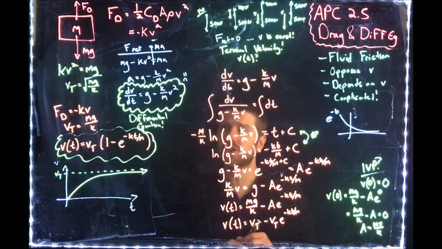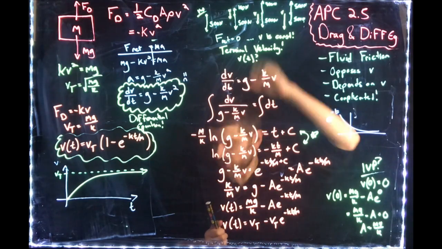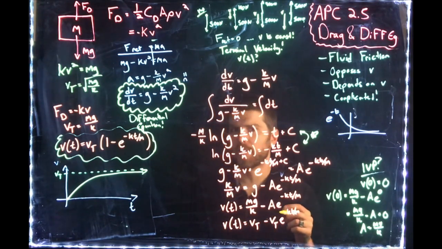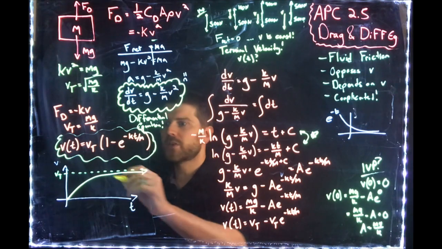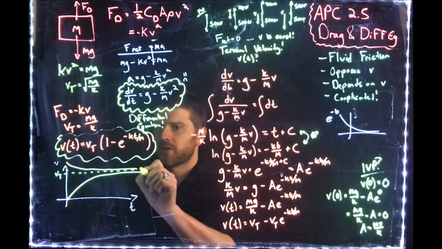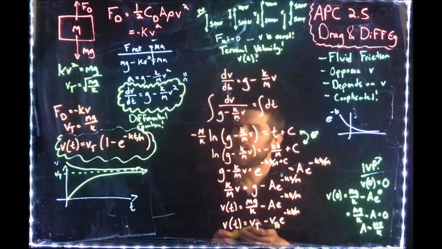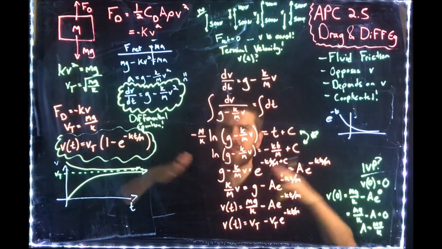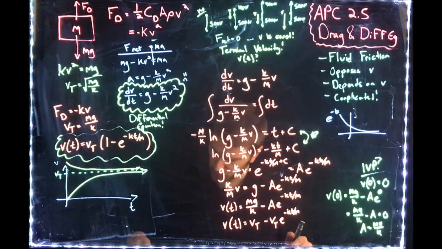What if you try to exceed the terminal velocity? If you take a ball and you throw it down really fast at above its terminal velocity, well, what's going to happen is that it'll actually slow down to the terminal velocity. So things will kind of gravitate to that terminal velocity.